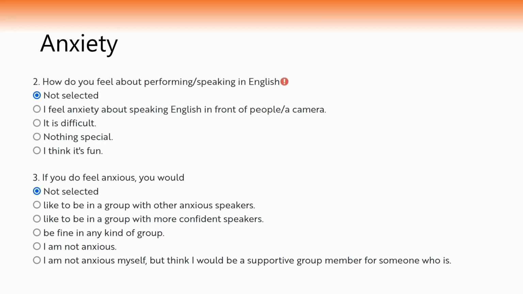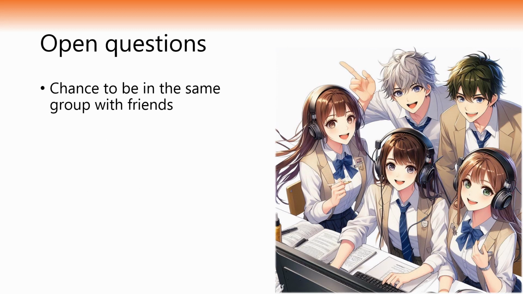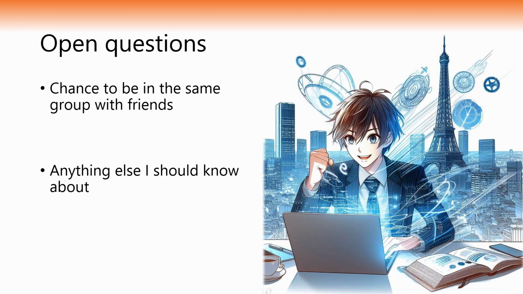In addition to these two sets of multiple choice questions, I have two open questions students can answer. In the first, I ask if there are particular people students would like to group with, because I want to give students the opportunity to be in the same group as their friends. Finally, I have an open question where the student can report anything they feel might be relevant for me to consider when I create teams, such as particular work times, living out of town or abroad, or other special needs.